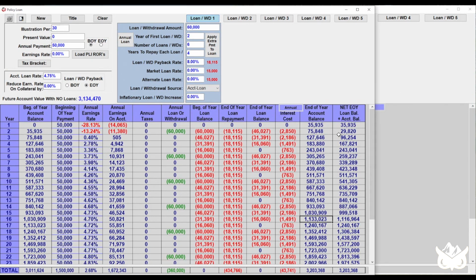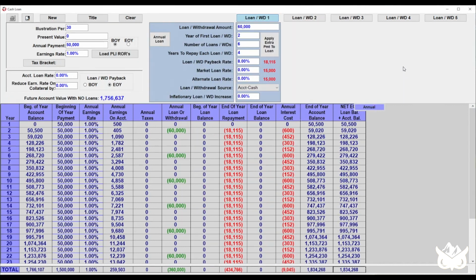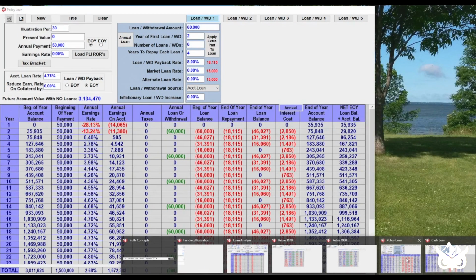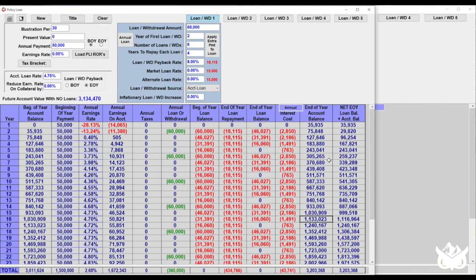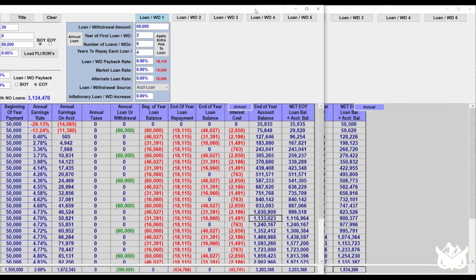So again, what we have in this scenario is $43,000 worth of interest cost by doing that through a policy loan. Whereas over here with the cash account, we just have $9,000 in interest cost. So most people say, well, I want to avoid the $9,000 in interest cost, and that's a much lower number than the $43,000 on this one. But at the end of the day, $3.2 million is still more than $1.8 million.